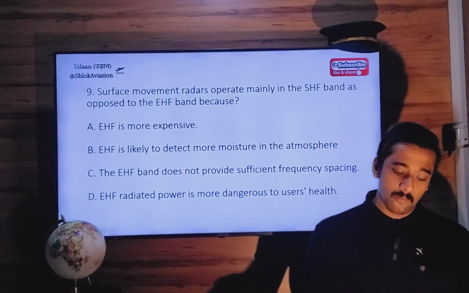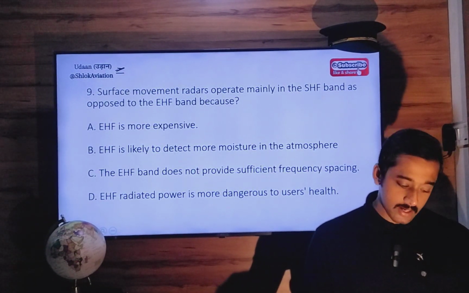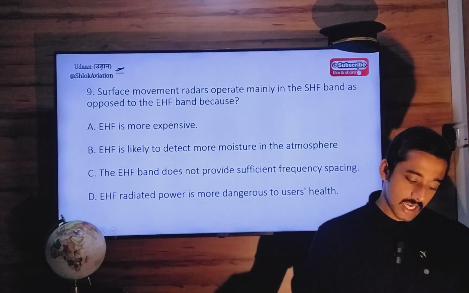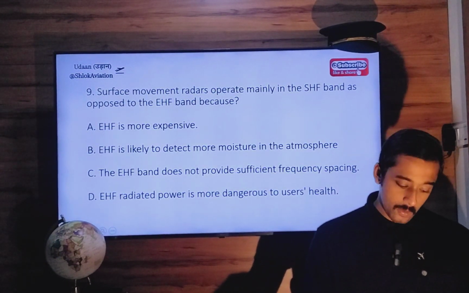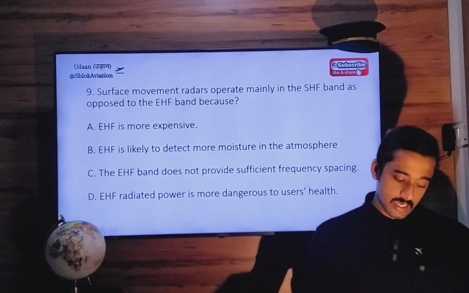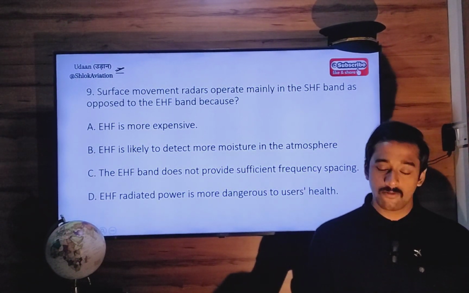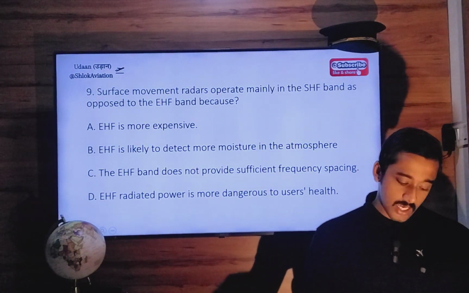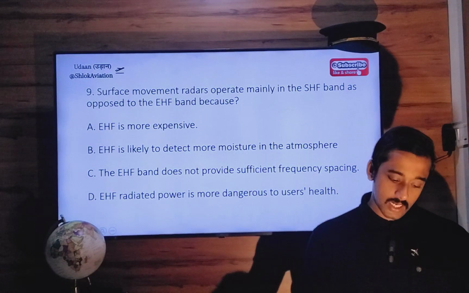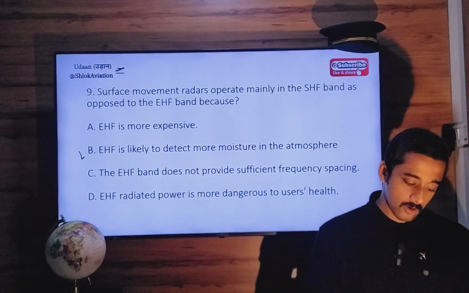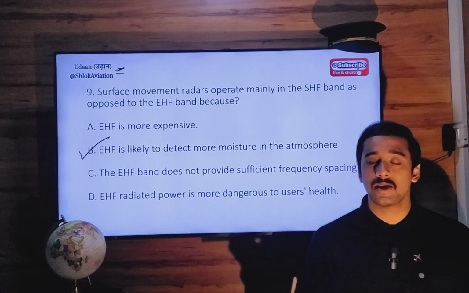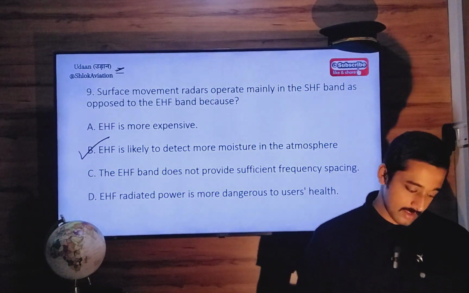Surface movement radars operate mainly in the super high frequency band as opposed to extremely high frequency band because: EHF is more expensive? No. EHF is likely to detect more moisture in the atmosphere. EHF band doesn't provide sufficient frequency spacing. EHF radiated power is more dangerous to users' health. So the correct answer is option Bravo. Extremely high frequency is going to get affected or influenced by moisture in the atmosphere.